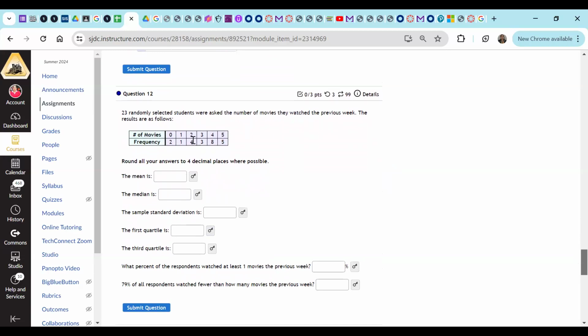To find the mean, you will enter your list to the calculator. If there is anything previously sitting in your calculator, you will clear that. This is your L1, 0, 1, 2, 3, 4, 5. And this is your L2, the frequency list. So go ahead and enter 0, 1, 2, 3, 4, and 5. And then in the second list, we have 2, 1, 4, 3, 8, 5.